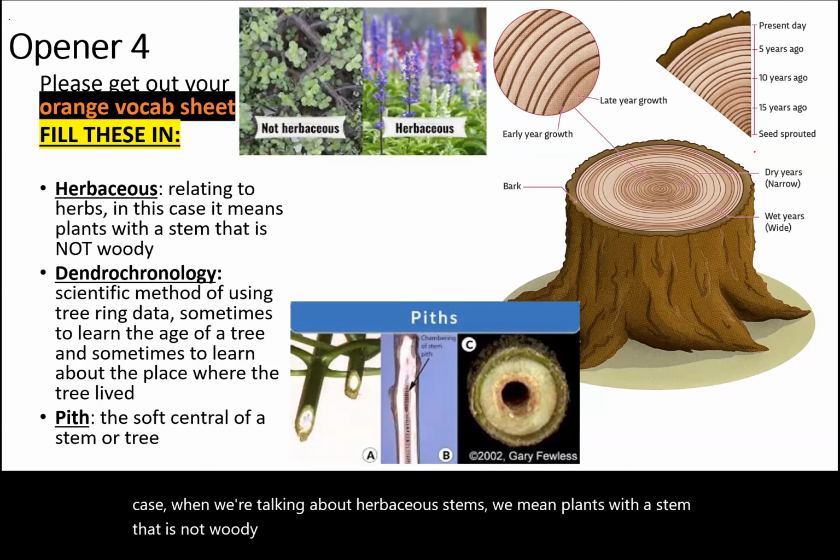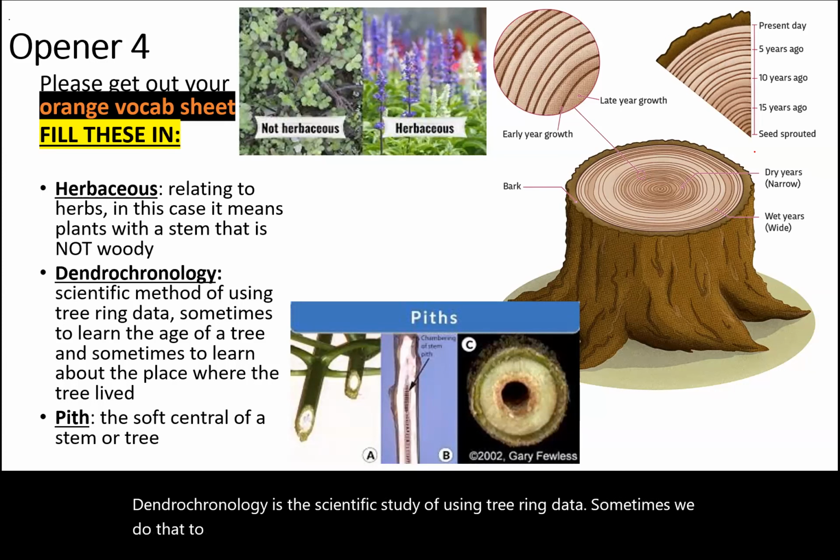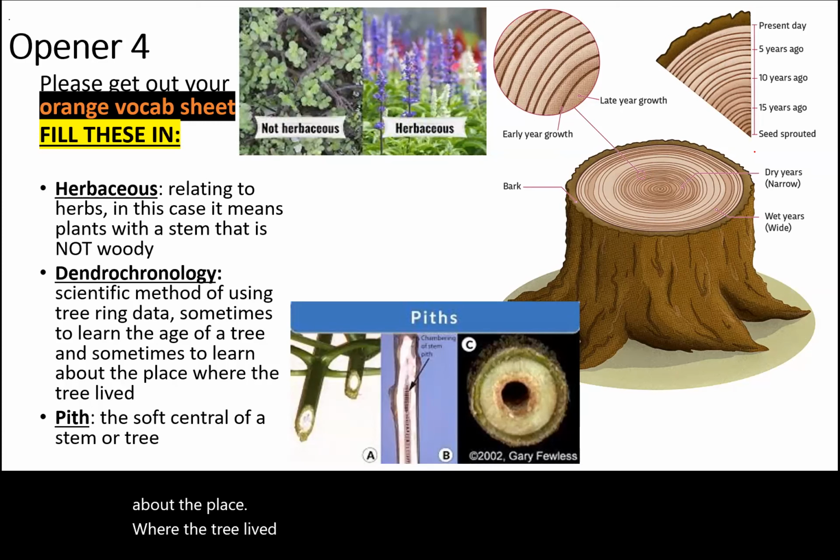And then we just talked about dendrochronology. Dendrochronology is the scientific study of using tree ring data. Sometimes we do that to learn about the age of the tree, and sometimes we do it to learn about the place where the tree lived. So what was it like when the tree was growing there, maybe 100 years ago?